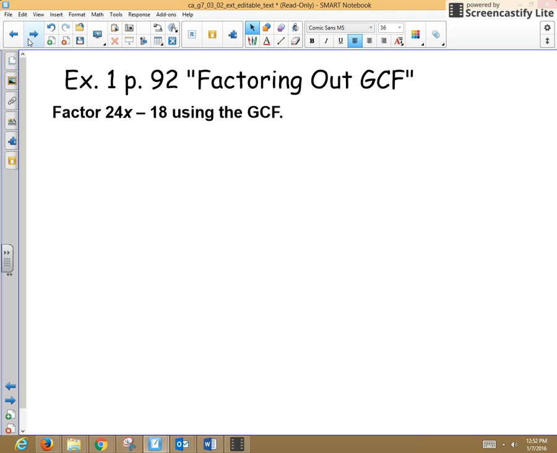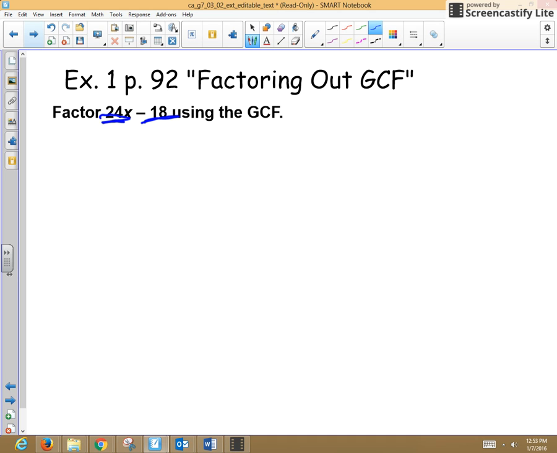And now let's continue example 1 on page 92, factoring out the greatest common factor. So if you see the expression 24x minus 18, this can be factored, meaning we can take out a common factor that both of the coefficients have in common. So let's look at the coefficient 24 and 24x. And then let's look at 18, the constant.